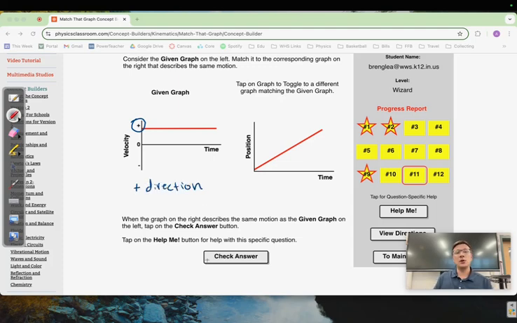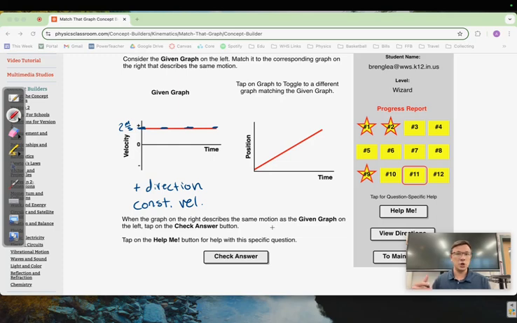And then when I look at this line, I notice that this line does not have an angle to it. In fact, whatever this number is right here, let's just pretend it's 2 meters per second, that's the same value that this line is at the entire time. So that means that this one is moving at a constant velocity. Okay, constant velocity. So now what does that mean for our position versus time graph?